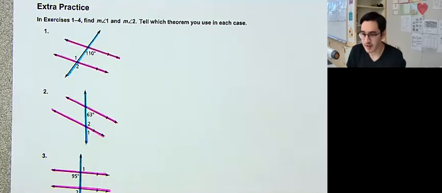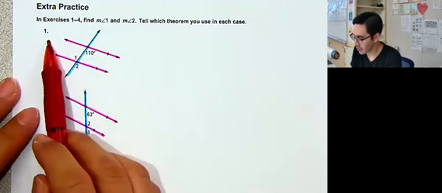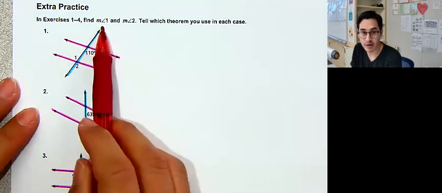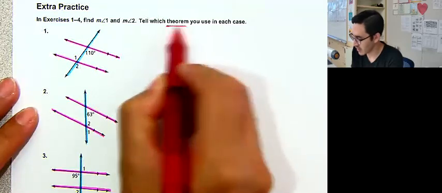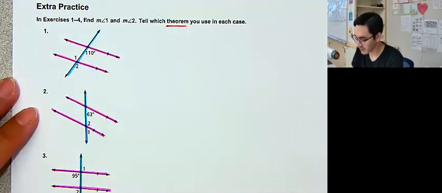Hi, this video is going to cover section 3.2 in the geometry textbook. It's going to look at the different angle theorems when we are dealing with parallel lines. So question number one, we want to find the measure of angle 1 as well as the measure of angle 2, and we need to specify which theorem we're using.